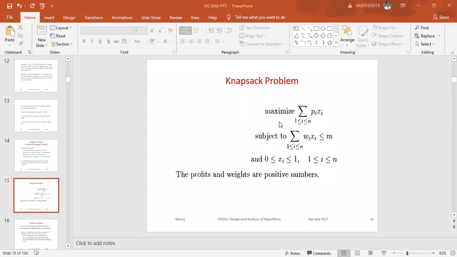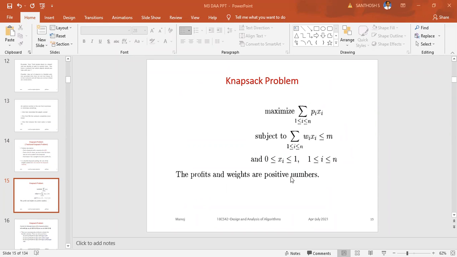These are the two things you have to find out: profit into X, weight into X. Maximize means there is a profit. I will tell you what this X is later. So Pi means the profit, Wi means weight. Each problem will have weight as well as profit: Pi Xi, Wi Xi. And Xi will range from 0 to 1, and i ranges from 1 to n.